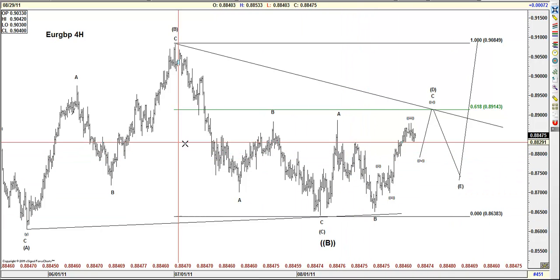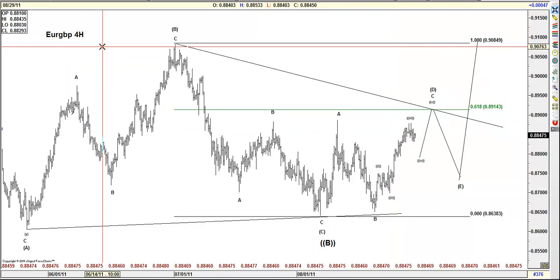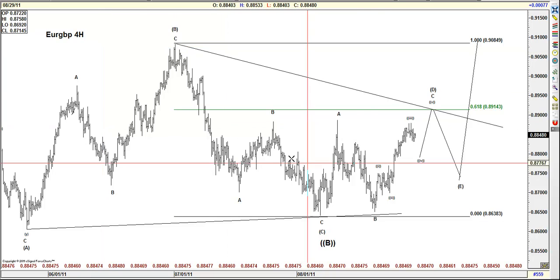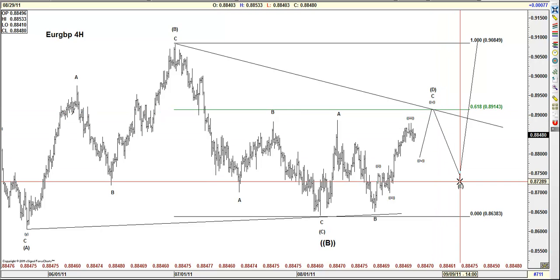Because this is telling you that at the end of the day the euro is going to be stronger than the pound, and we are looking for the area around 89.14 before going lower.